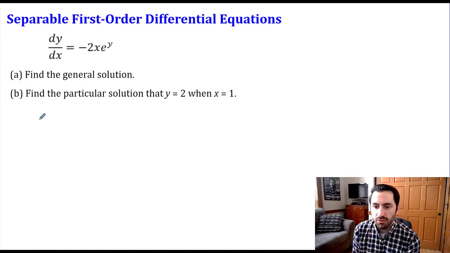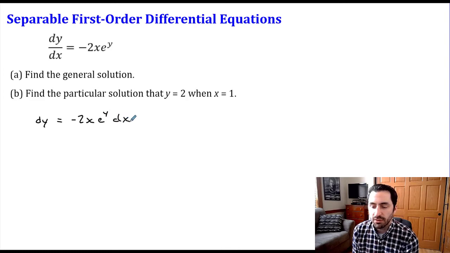So why don't we just start off with that? So that's going to give me dy is equal to our negative 2x e to the y power, and then we have our dx. So now I got the negative 2x on the right-hand side. I have my dx on the right-hand side.